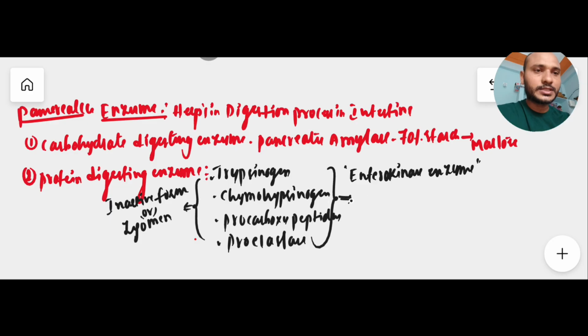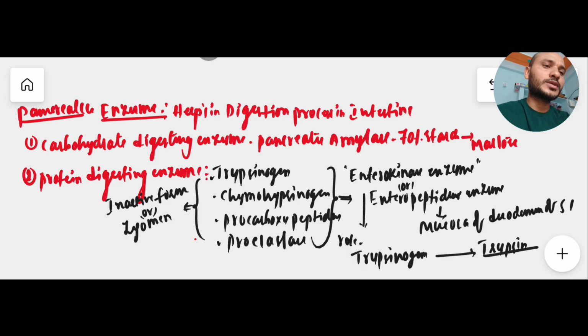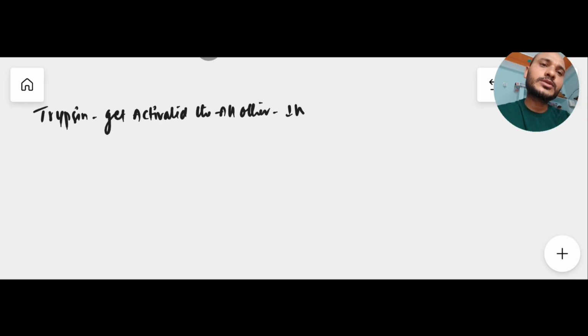Now, enterokinase has another name, enteropeptidase. This enzyme is secreted from the mucosa of the duodenum of the small intestine. Its primary role is to convert the inactive trypsinogen into trypsin. Trypsin is the active form of the enzyme, and trypsinogen is the inactive form. So the inactive form gets converted into the active form, trypsin, in the presence of enterokinase. Later, this trypsin activates all the other inactive enzymes.